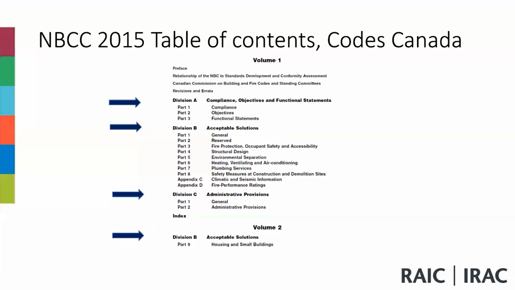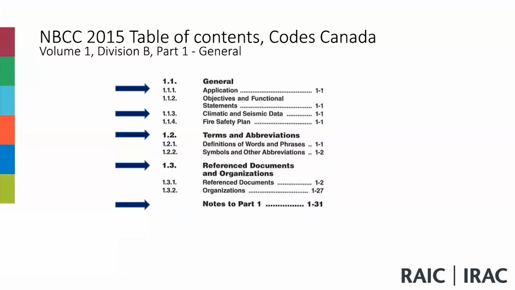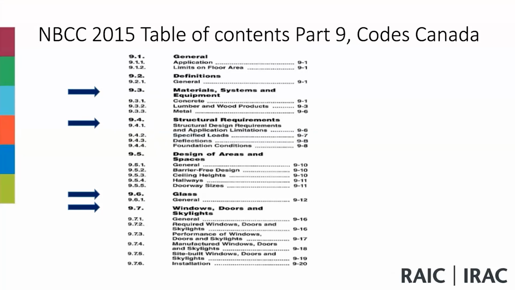We have seen that we use the climatic and seismic information from Appendix C. And we know that Appendix D applies to fire resistance rating of structural elements, and it can be used for Part 3 or Part 9 buildings. And Division C applies to all buildings. Division B Part 9, which is in Volume 2, is where we're working today with structural provisions and energy efficiency provisions. As always, we look at compliance, the terms and abbreviations, reference documents, applications, climatic and seismic data, referenced documents and organizations. We reviewed them this morning.